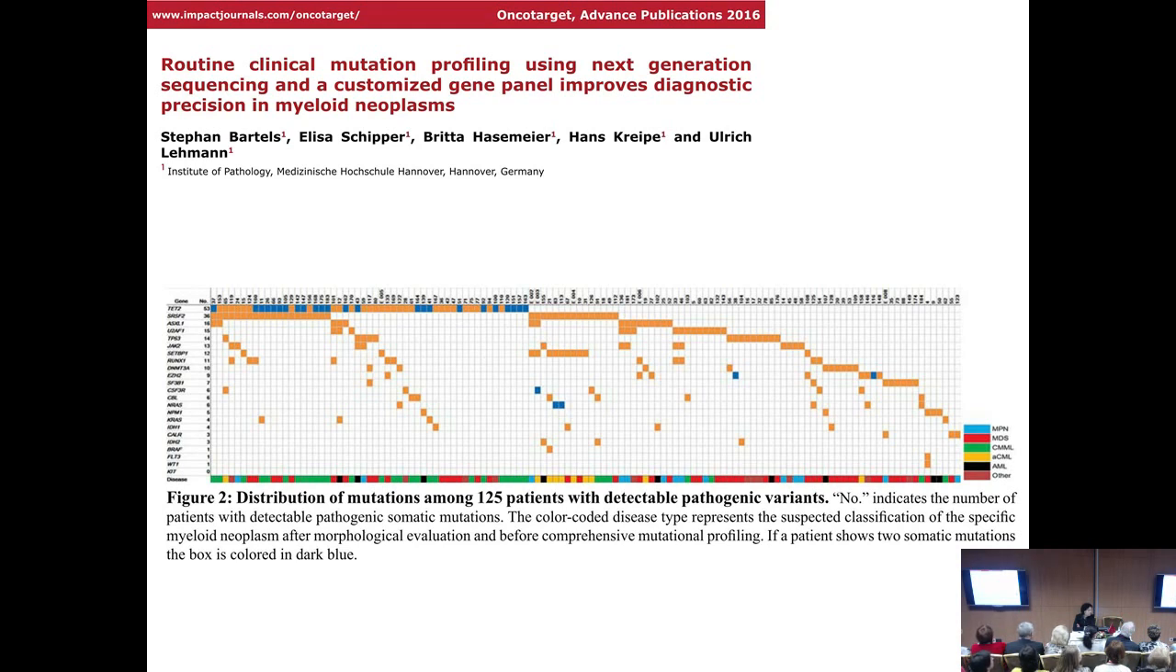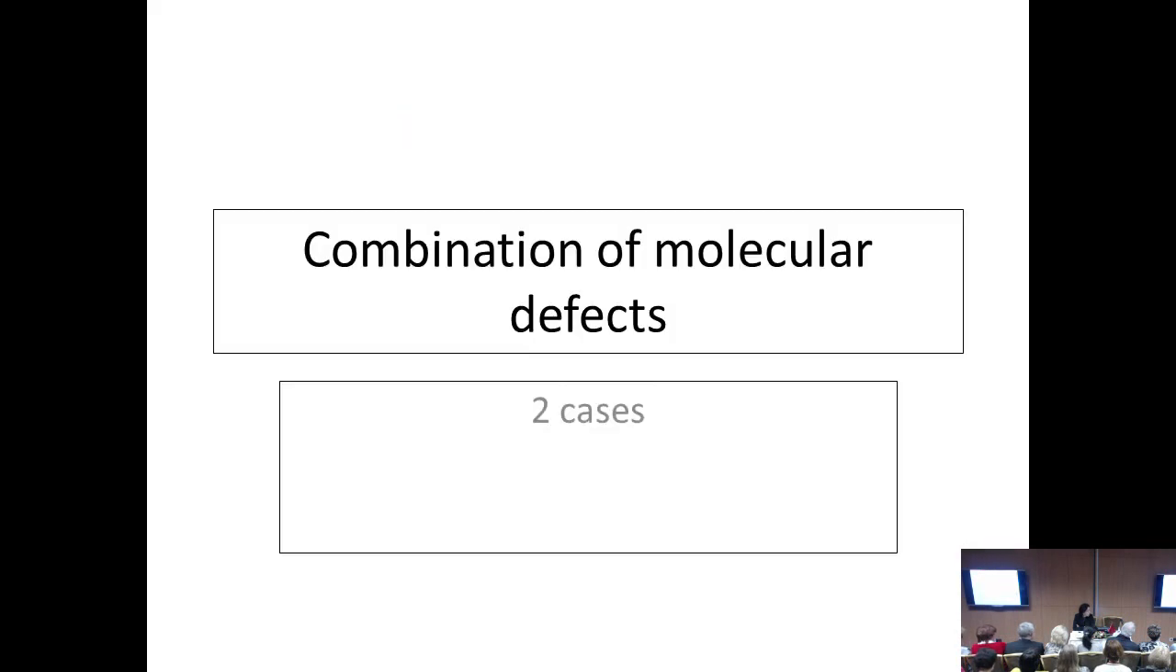And there's been a recent paper on CMML, and CMML was described as an MDS MPN of elder individuals with accumulated mutations. Most of the patients had more than 7 mutations. So this can be used to discriminate it from CHIP. Use the allelic burden, which should be above 10%, and the combination with other mutations.